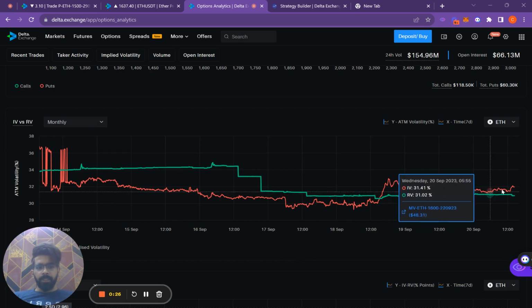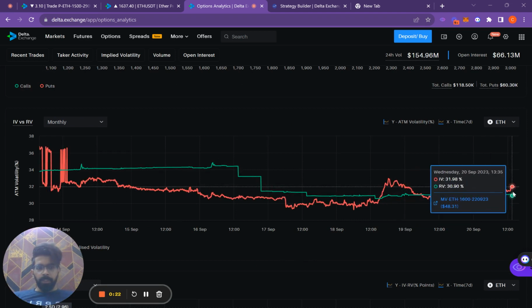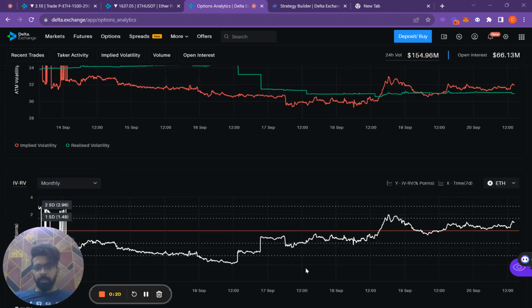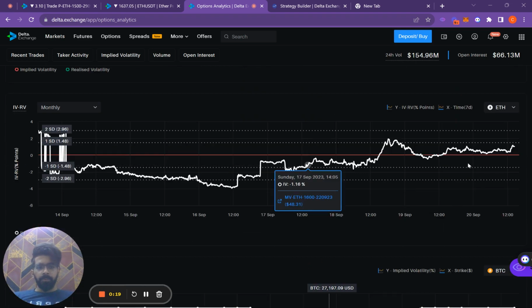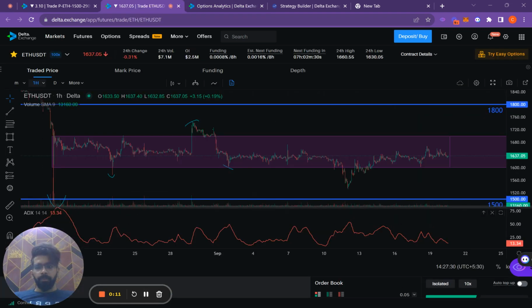Also, as you can see, the realized volatility is lower than the implied volatility, which is also a perfect scenario to take a short strangle. And as you can see, the IV minus RV is positive, which is a perfect scenario to take a short strangle. So if we see the ADX, that is at a very low value of 13, which indicates that sideways movement is going to continue in the market.